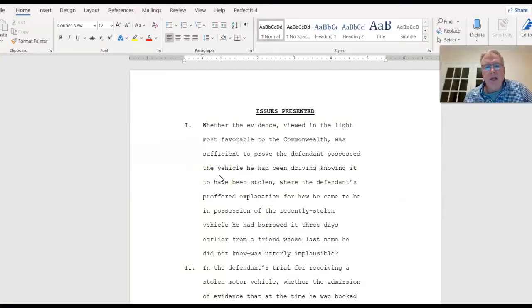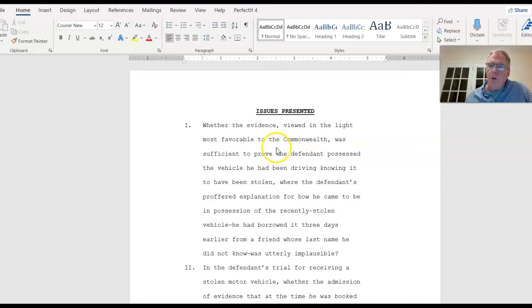This is a case about an individual who was found in a pickup truck that had been reported stolen. The main issue of the case, issue 1, is whether or not the defendant had knowledge that the vehicle was stolen. That is, whether there was sufficient evidence presented to the jury to support their finding of guilt for receiving a stolen vehicle. As I said, it was a circumstantial case as to whether he knew it was stolen.